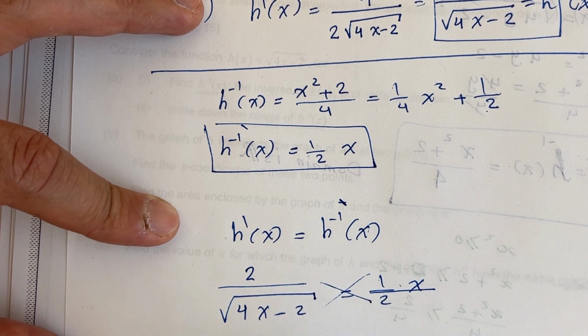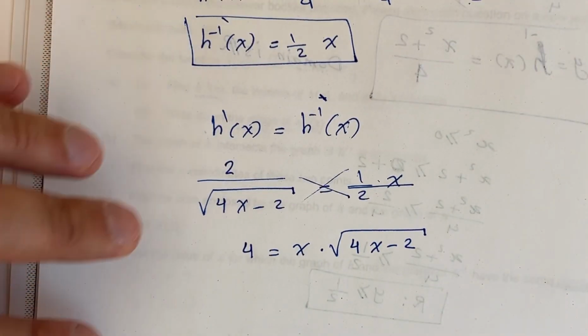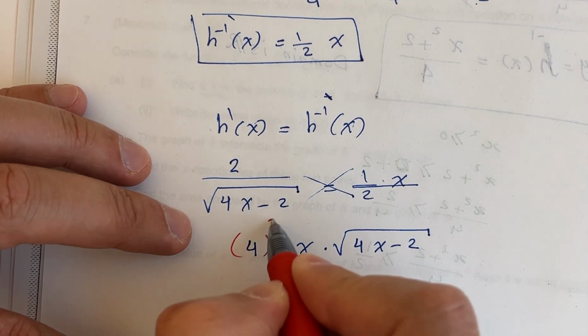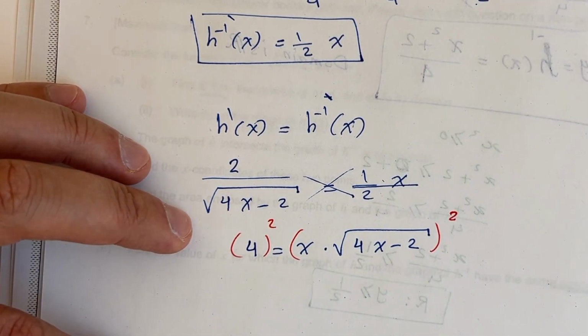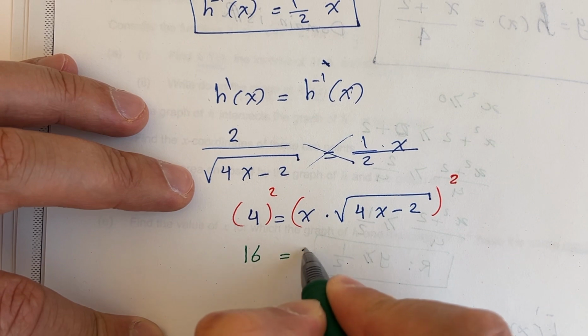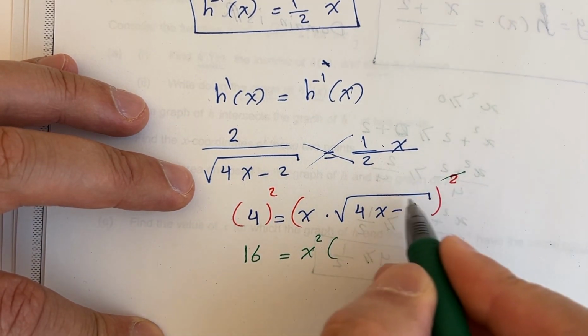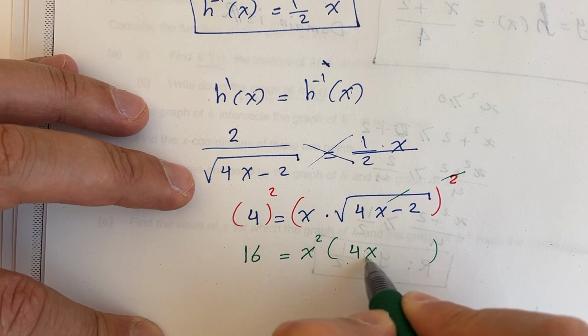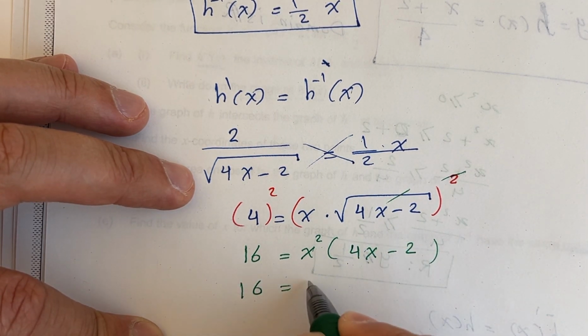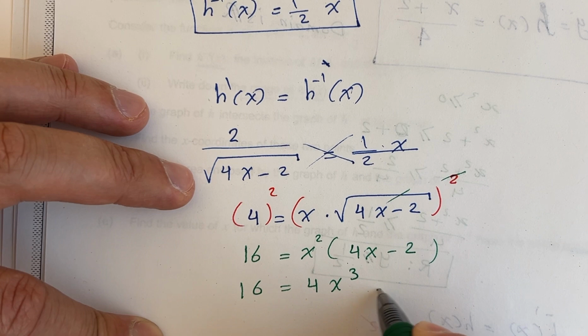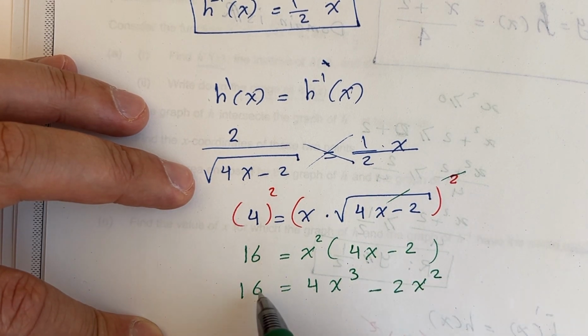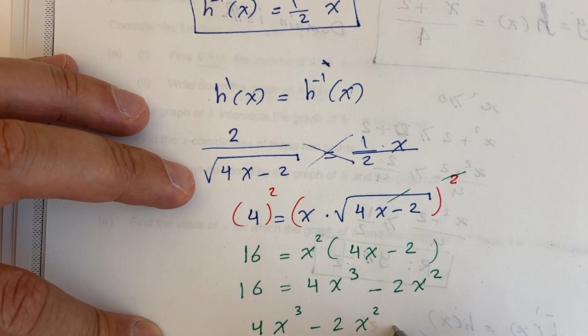Now cross multiply. 2 times 2 is 4, equals x times square root of 4x minus 2. How to solve it? I need to find x. Square both sides. So it will be 16 equals x squared, and here the square will delete the root, 4x minus 2. 16 equals 4x cubed minus 2x squared. Again, move 16 to that side: 4x cubed minus 2x squared minus 16 equals 0. You need to solve this.